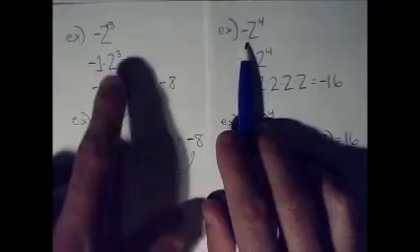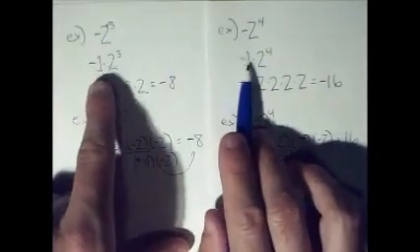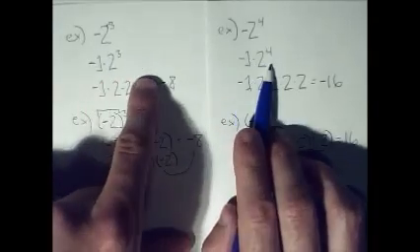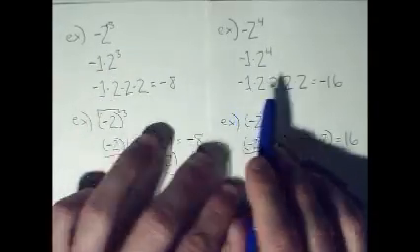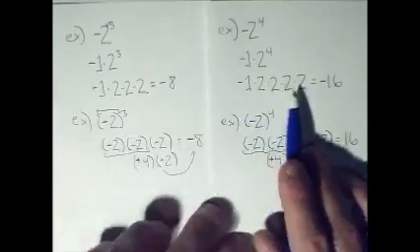In short, whenever I don't have parentheses, whenever I have that negative in front, I'm going to have a negative answer. That negative is going to be a negative 1 times something. Negative 1 times something is going to give me a negative answer. That will happen when I don't have the parentheses.